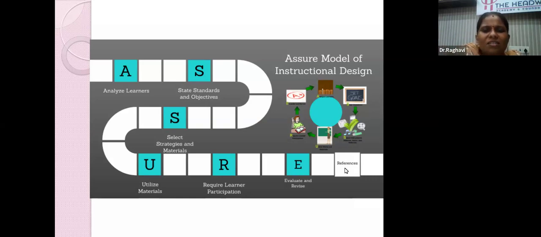So this actually supports the field of educational technology, if I have to say. Systematically designing some instructions, to properly analyzing, to selecting, utilizing, then getting into examination, evaluation and all that. So this is all about the ASSURE model.